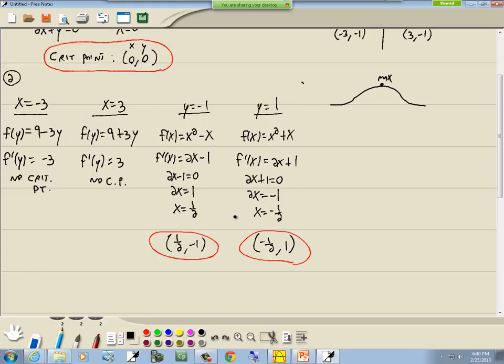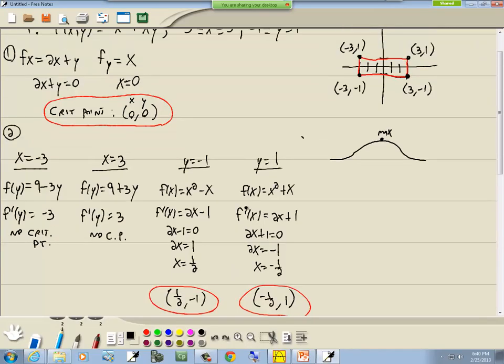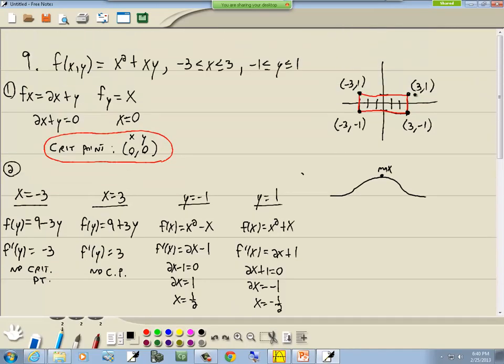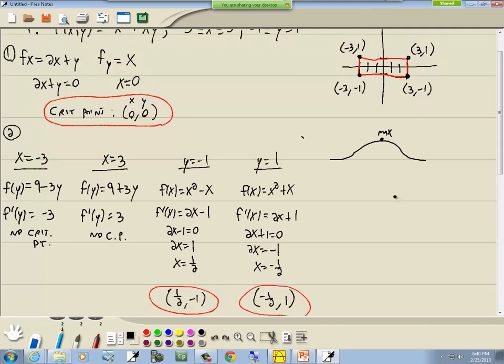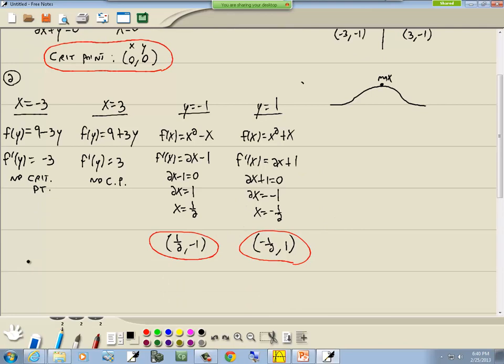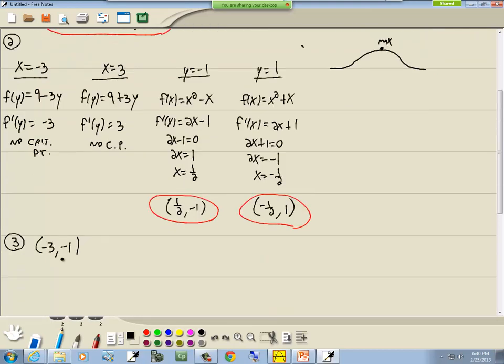Find the intersections. Well, I've identified those up here: negative 3, 1; 3, 1; negative 3, negative 1; 3, negative 1. So those are intersections. Let me write those down again. So I got negative 3, negative 1, and negative 3, positive 1, 3 and 1, and 3 and negative 1.